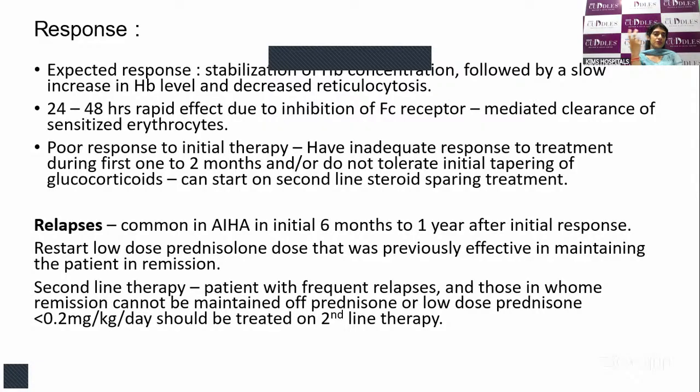And then when you see a poor response to initial therapy, you can think of starting second-line steroid-sparing agents. Sometimes when you do that, there could be some relapses also. That's very common in AIHA in the initial 6 months to 1 year after the initial response. At that time you should restart low-dose prednisolone that was previously effective in maintaining the patient in remission.